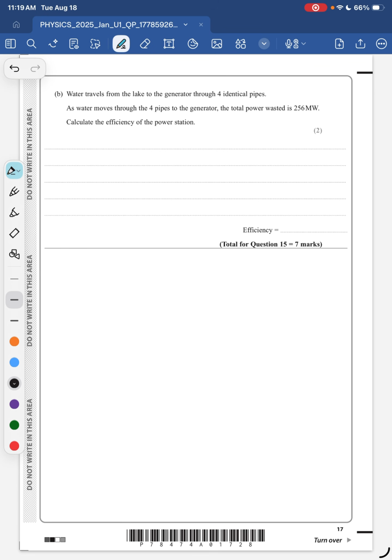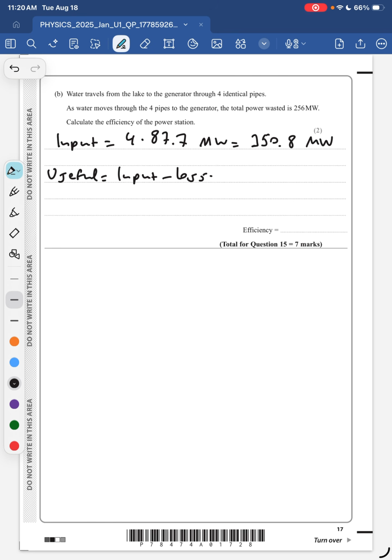Water travels from the lake to the generator through 4 identical pipes. As water moves through the 4 pipes to the generator, the total power wasted is 256 megawatts. Calculate the efficiency of the power station. Okay, so the input is 4 pipes times 87.7 megawatts, right? So that's the energy available, 350.8 megawatts.